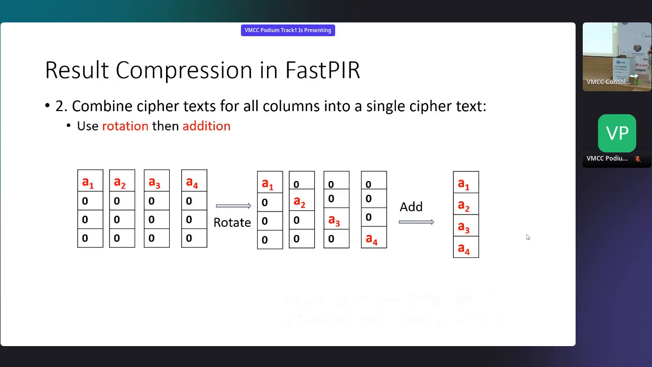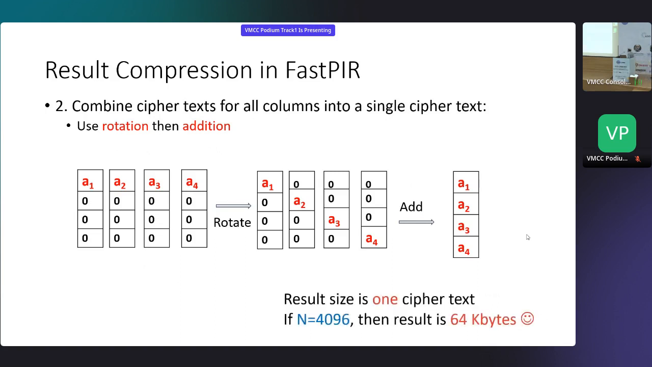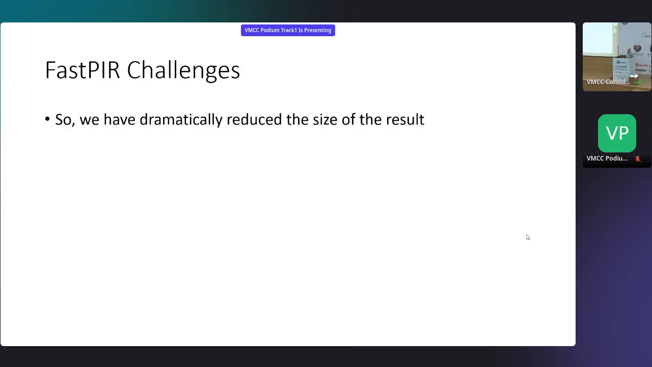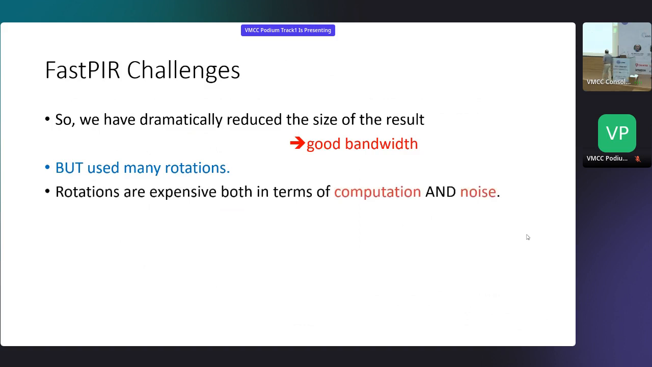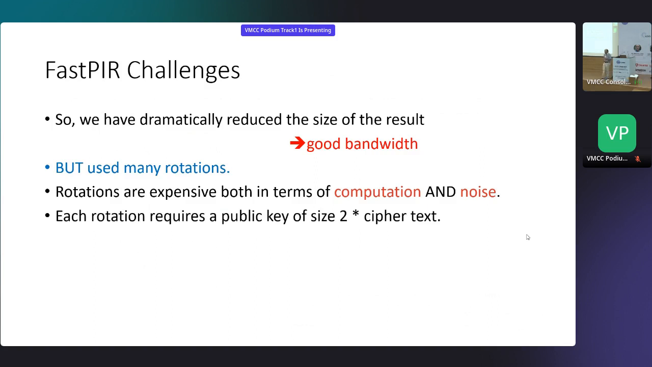Unfortunately, this is not the end of the story, because the size of the ciphertext is actually very good now. It's 64K, and it is all good, honest information. The content is actually excellent. We've dramatically reduced the query, and also the result size. The problem is that we've used so many rotations that practically doing all the processing ends up being too expensive. Let me explain why. It is computationally expensive, and the amount of noise also expands a lot. So this naive idea has to be done better.